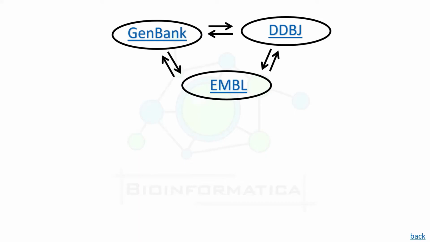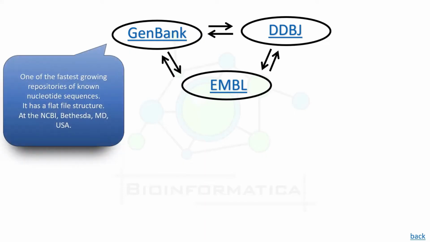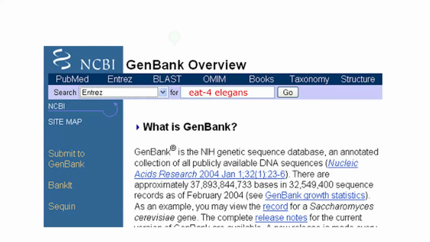Taking them one by one, GenBank is one of the fastest growing repositories of nucleotide sequences. It has a flat file structure. Now, what is a flat file structure? It is an ASCII text file readable by both humans and computers. This database has been developed and maintained at NCBI, USA. An overview of the GenBank database.